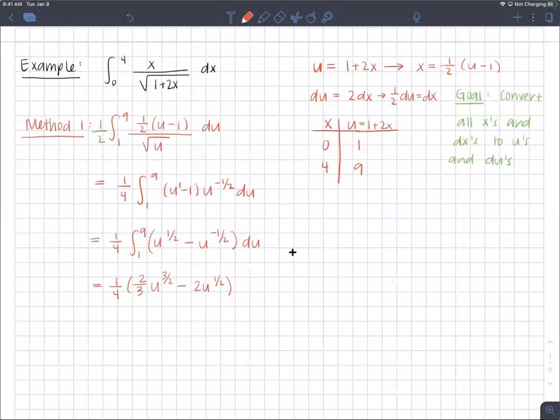And so, if this were method 1, I would put a plus c right here, and then I would convert those u's back to x's, and then I'd plug in 0 and 4 for x. But we're doing method 1 right now, and so I'm going to evaluate this from 1 to 9. And so here you get 1/4 times 2/3, and then this is 9 to the 3/2 minus 2 times 9 to the 1/2. Just write this down for now. I'll tell you what the answer is in a second.